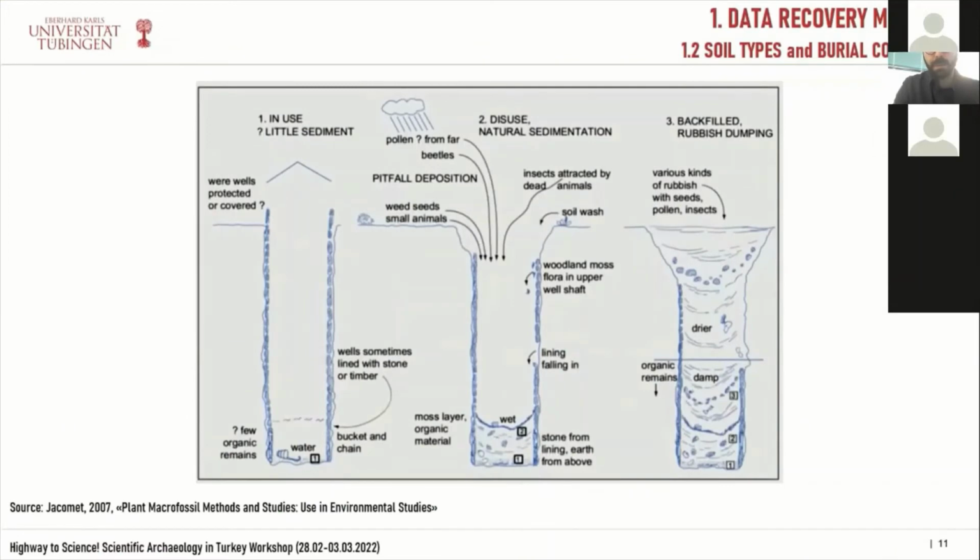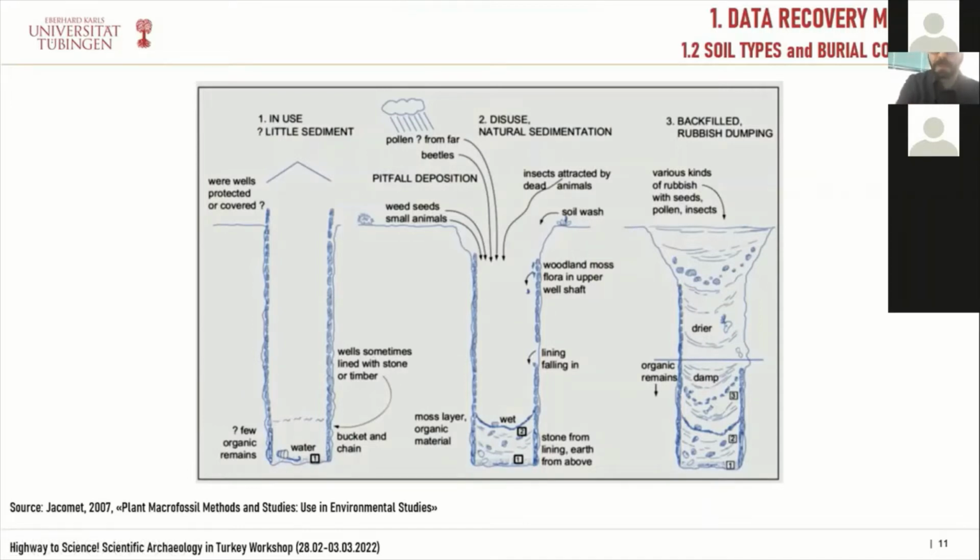In this second part, we can maybe speak about depositional conditions. Here, you can see a very classical example of a description of how deposition in archaeological settlements works. In the first stage, you can see a well. This is a Roman well, and it is still in use, and there is so little sedimentation because people are taking care of this feature.